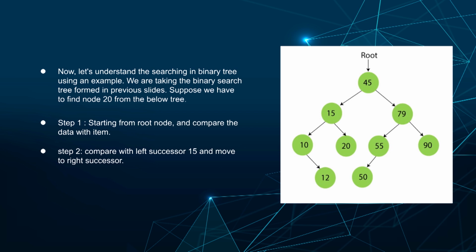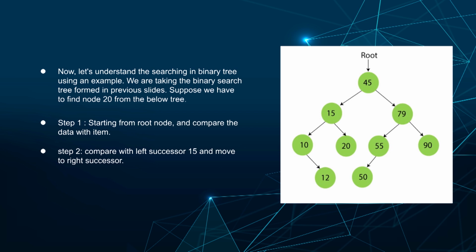Here the root node item is 45. So, we compare 20 with 45. By this comparison, we understand 20 should be connected in the left subtree of 45. So, we follow the path of the left subtree, we do not go the path of the right subtree. The next left successor of 45 is 15. Compare with the left successor 15 and move to its right successor, because our searching item is greater than 15, it should be in the right subtree of 15.